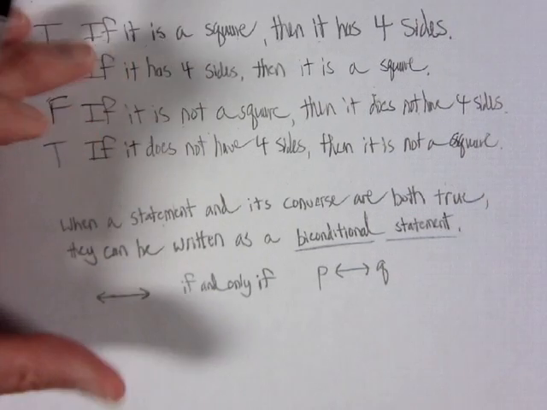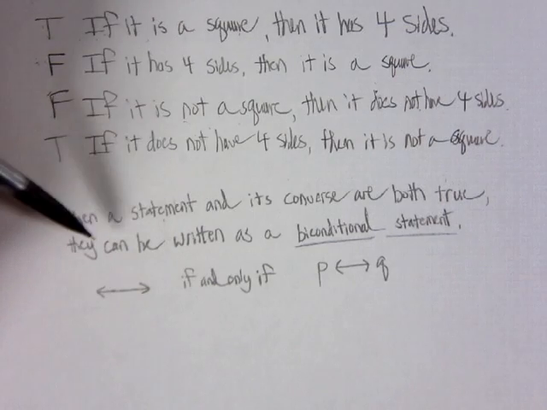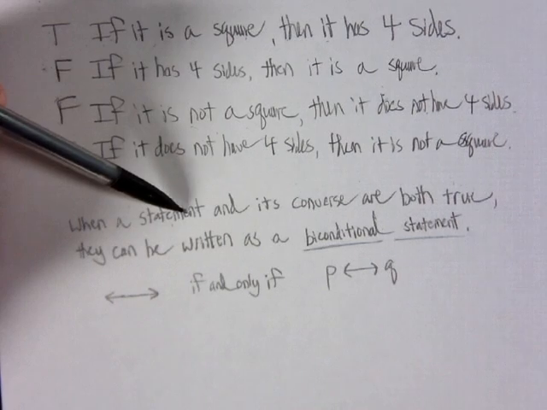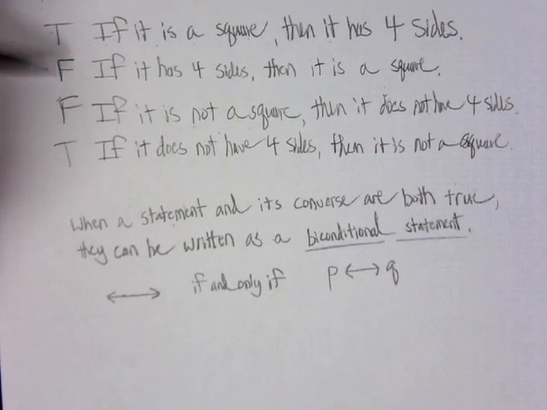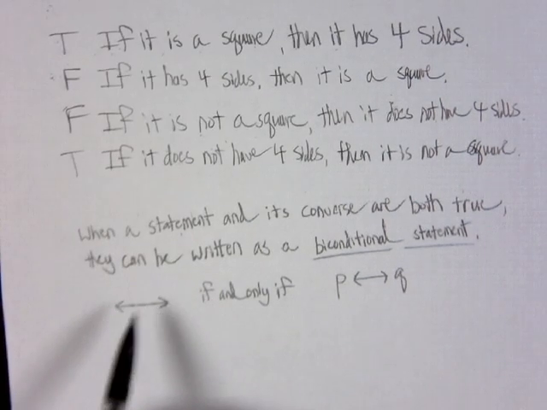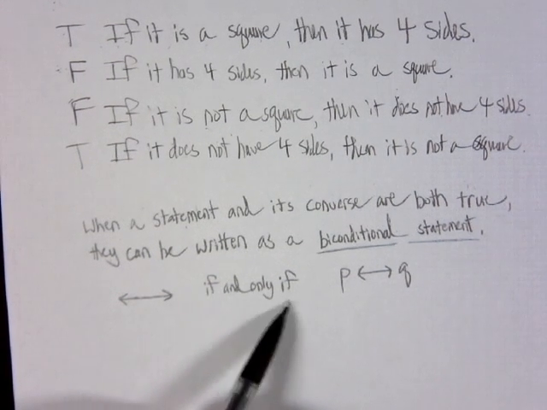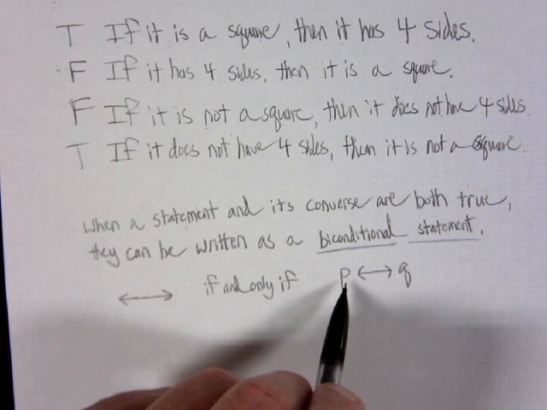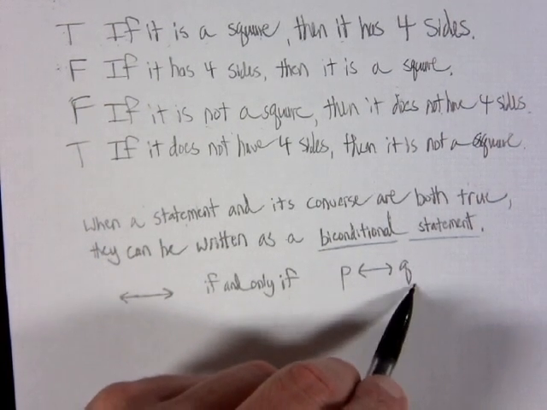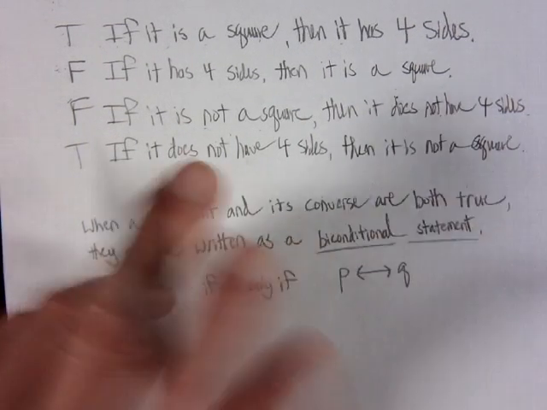Now, one more thing we want to look at here. Okay, so when a statement and its converse are both true, then the statement can be written as a biconditional statement, meaning the statement is true and the converse is true. Biconditional is double arrow, and you read it as if and only if. Okay, so this would be read as P if and only if Q. All right, that means it's true both ways, forwards and backwards. And of course, the backwards would be the converse.